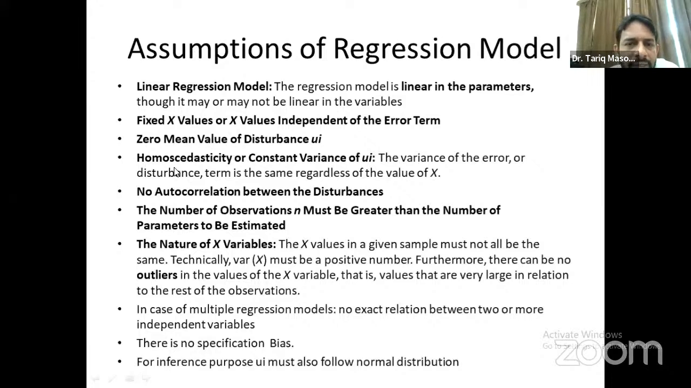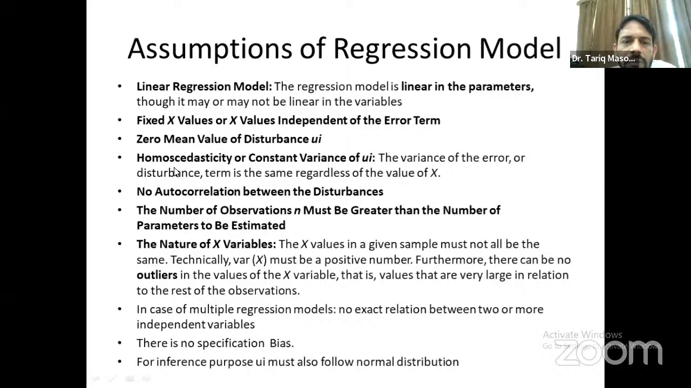Homoscedasticity, or constant variance of Ui. Now this is the next assumption needed for Ui. The assumption is that the variance of the error term or disturbance term is the same regardless of the values of X. So when we move along the x-axis, the variability of the error term is the same. There is no significant change in the variability of the error term. This is the assumption of homoscedasticity.